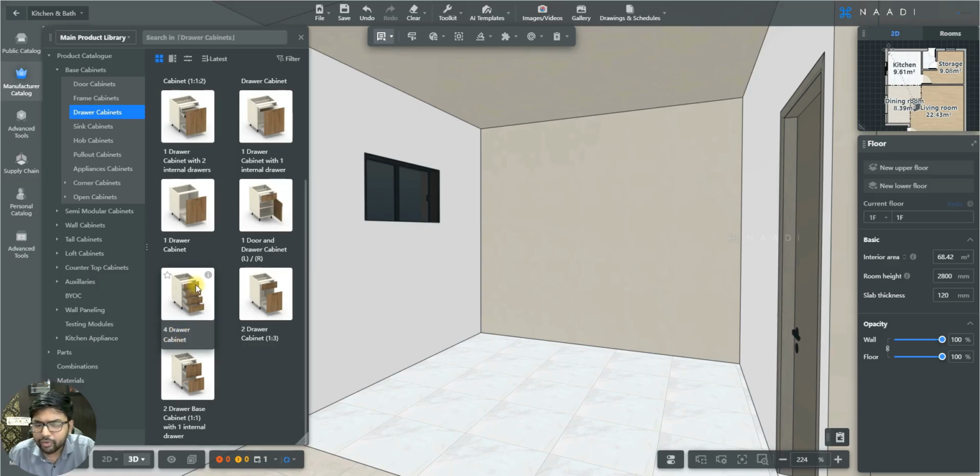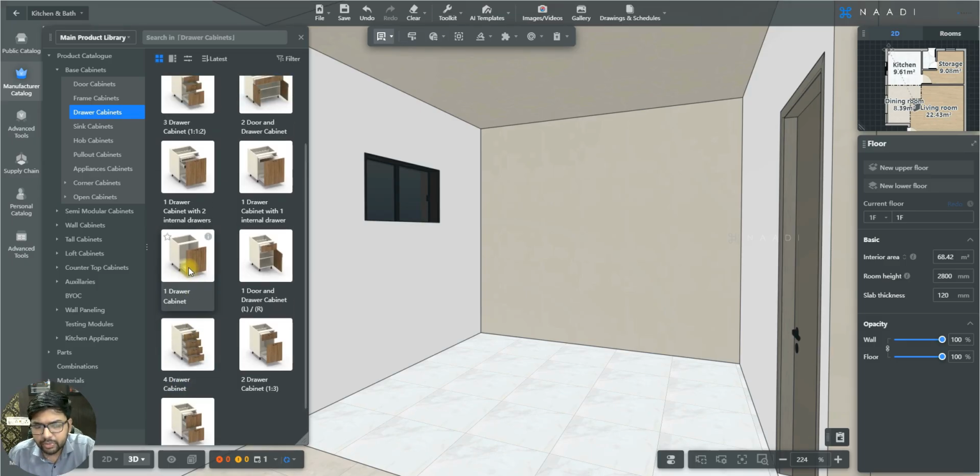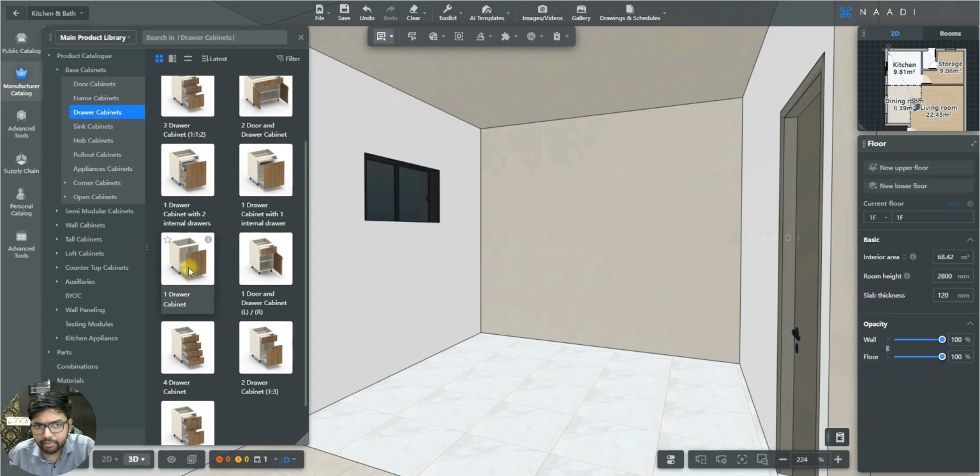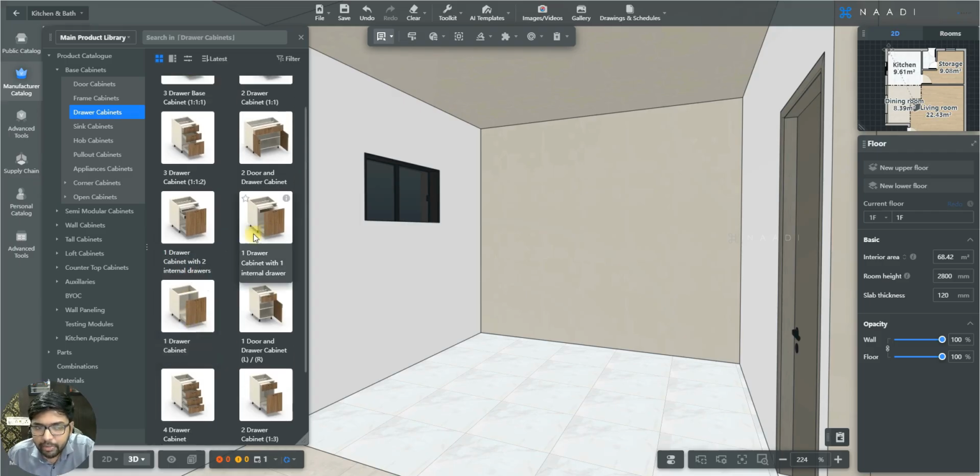Okay. And now you might have this question. This one is a single drawer cabinet, like I said. This one is also a single drawer cabinet and this one is also a single drawer cabinet. In that case, what is the difference? Again, if you read the name and see the thumbnail, you'll understand the difference. This one is a single drawer cabinet, which means this entire thing will be a bottom pan.